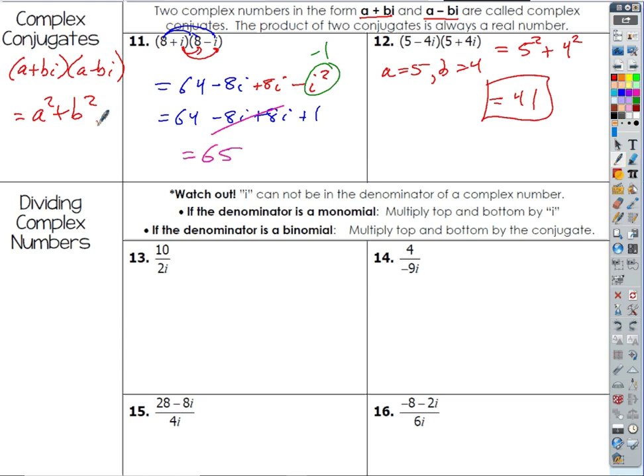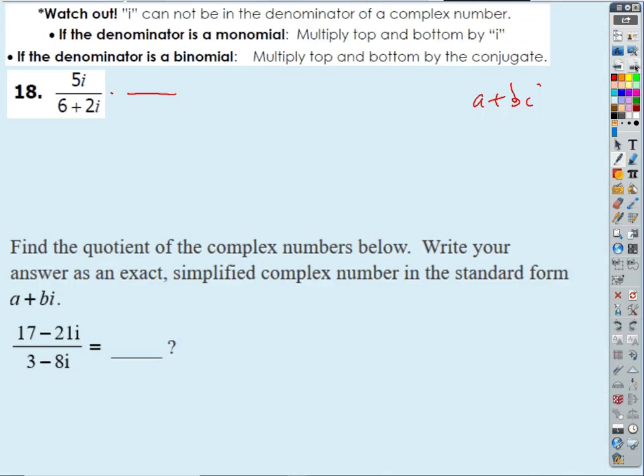What could I do? If I want to multiply a complex number by something to get rid of the i, what could I do? I just can't think of something I could do. What do you know? The complex conjugate. Let's try that. I'm not kidding, right? That's what it is. Okay, so we're going to multiply by the complex conjugate of the denominator.